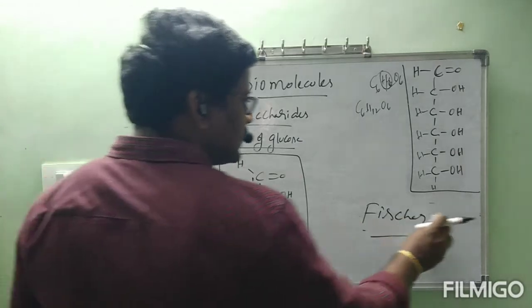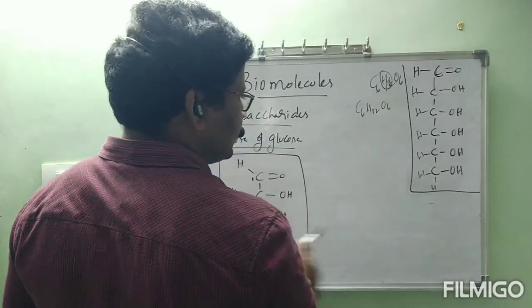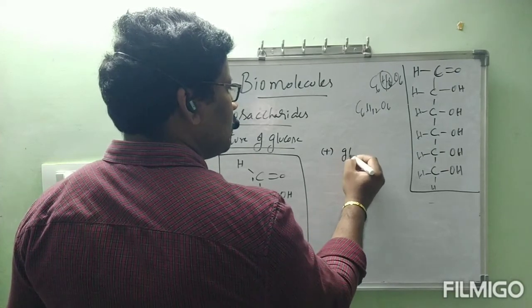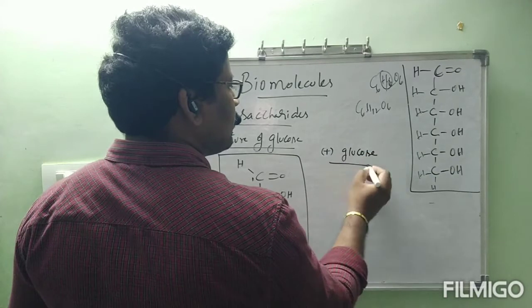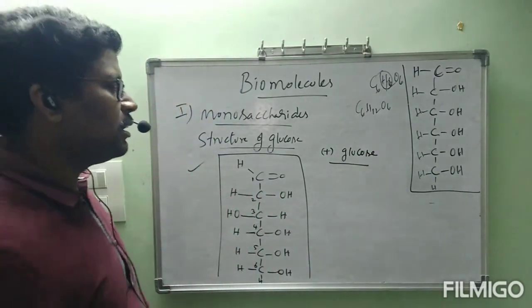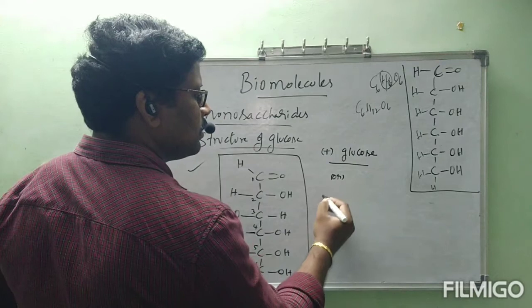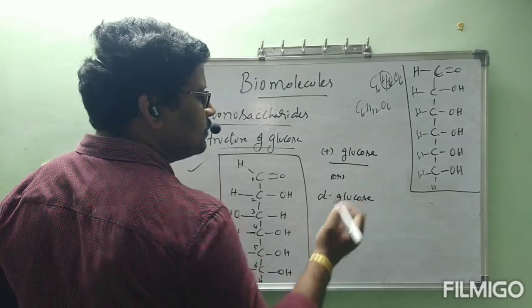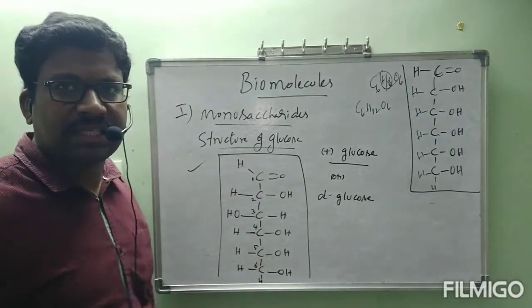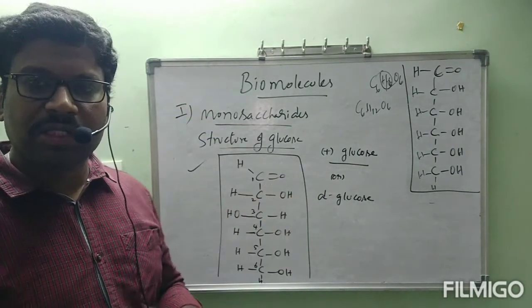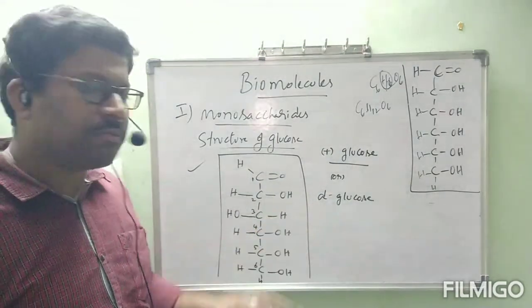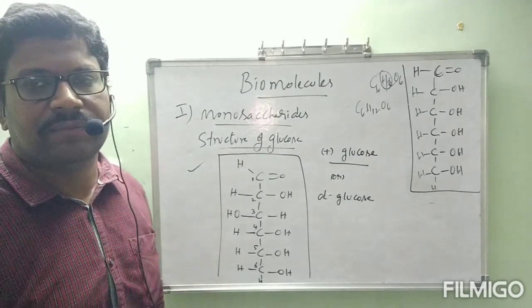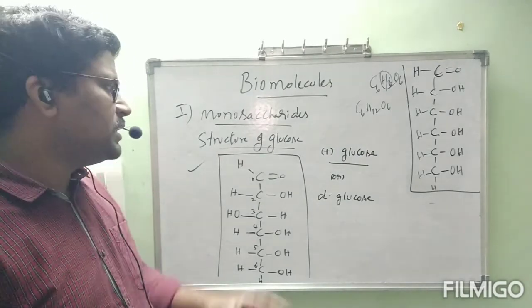The name of the glucose is written as plus glucose or D glucose. What is the plus or D? Plus means rotation of light towards the right side. Even small d, small d is nothing but dextrorotatory, rotation of light towards the right side. Okay, ma. This is till now.